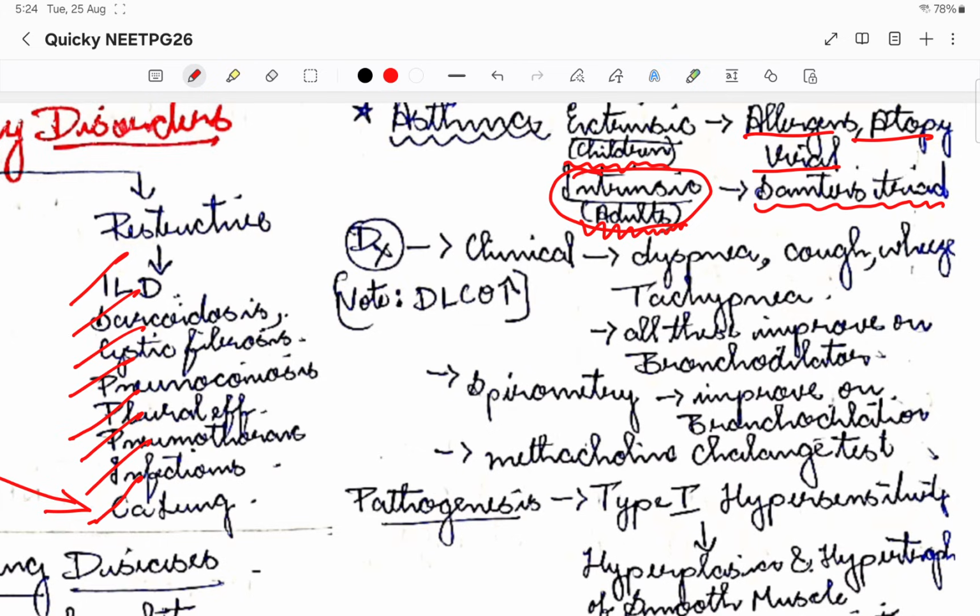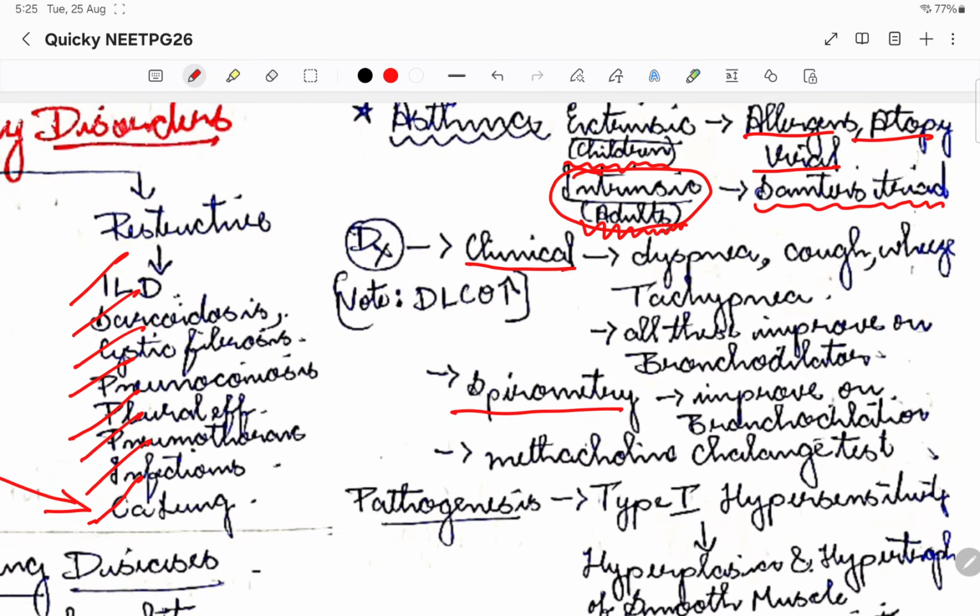Aspirin is an associated agent that might cause asthma, and polyps might be there. This is Samter's triad. We had learnt it in ENT, right? So this is the thing with respect to asthma. How do you diagnose asthma? It is mainly clinical. Mainly clinical, then we'll do the spirometry and then some other tests.